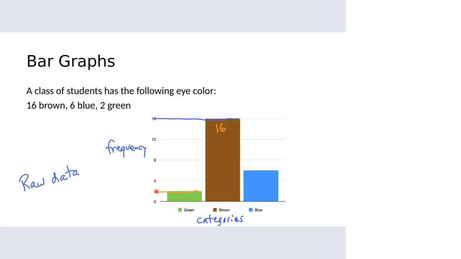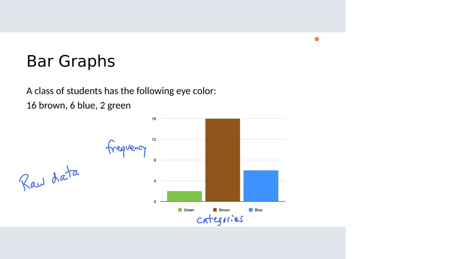Similarly, we can see that, well, there's not a marker over there, but it's halfway between 0 and 4. So there are 2 students that have green eyes. And similarly, it's halfway between 8 and 4. There are 6 students with blue eyes. We can see the raw data right there in the graph. So not only can we see brown has the most, green has the least, but we can also see the raw data right there in the graph.